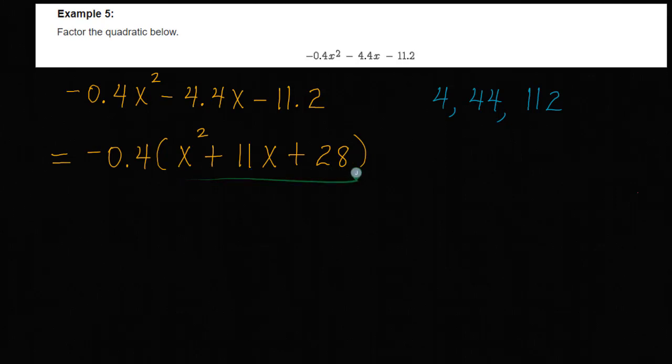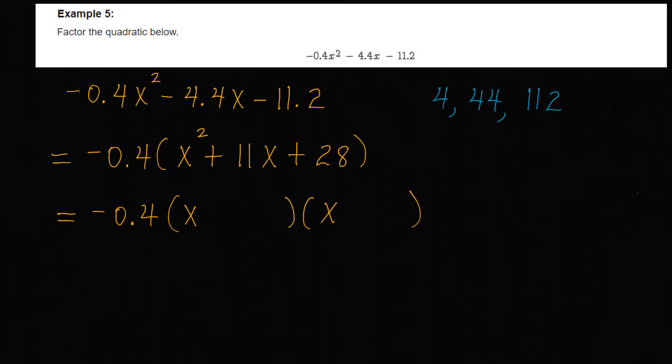So now all we have to do to complete our solution for example number 5 is factor this trinomial that we have here inside the parentheses. So let's go ahead and factor this trinomial using trial and error that we already saw on example number 4. So let's go ahead and do that. So now we have that this is going to be equal to negative 0.4. Let's open two parentheses and begin the process. To obtain x squared, we can use x times x.